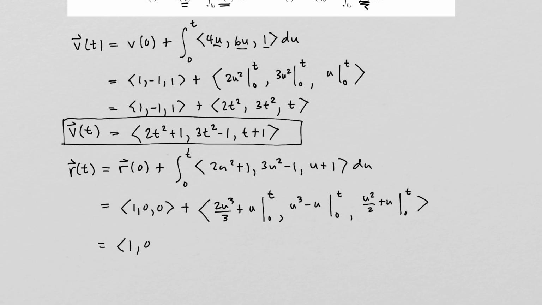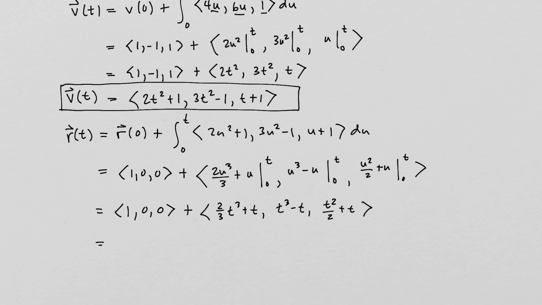Now, once again, plugging in t and plugging in 0 and applying the fundamental theorem of calculus here, we get 2/3 t cubed plus t to the third minus t, and t squared over 2 plus t. And adding these vectors together, we have 2/3 t cubed plus t plus 1, t cubed minus t, and t squared over 2 plus t, right? Because these two are 0, so it doesn't change these at all when you add them together. And this is our position vector function.